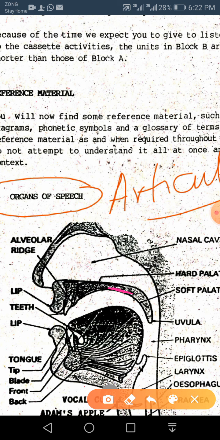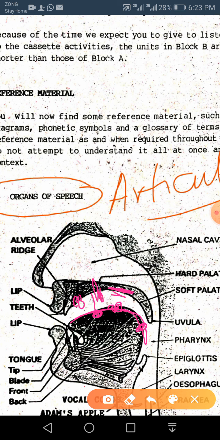If this is the hard palate, and this area is known as the alveolar ridge, then if we look at the tongue position, this is the front of the tongue, and this is the back of the tongue. This area is known as the blade of the tongue. The blade is almost underneath the palato-alveolar ridge.